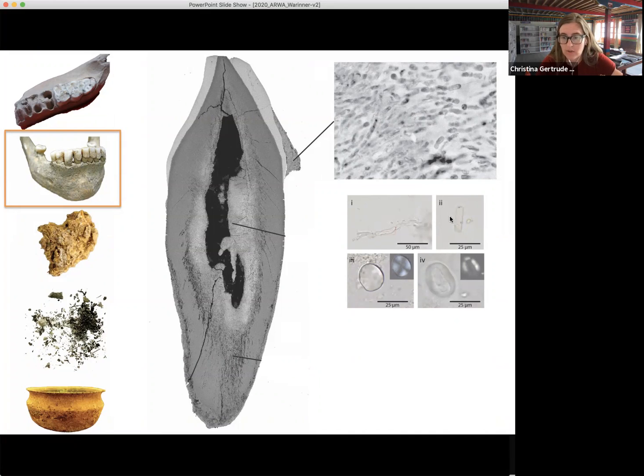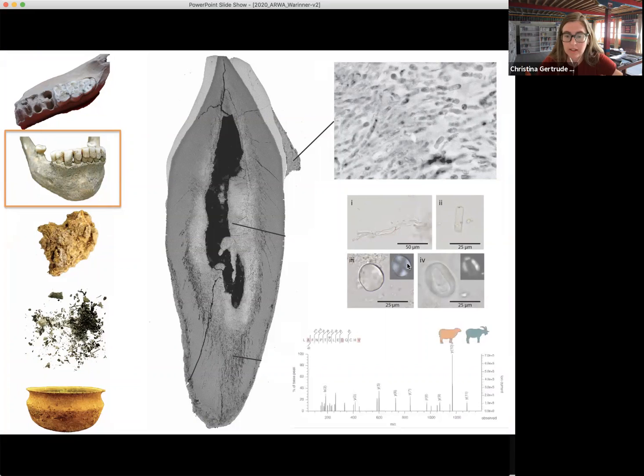This is a phytolith or a piece of plant glass, and these are two examples of starch granules from different plant groups. So this one is consistent with plants in the tribe Triticeae. So this is the tribe that includes wheat, and this belongs to the bean family or pea family. So we can start to make some inferences about diet just from some of the microscopic food remains that get entrapped in calculus.